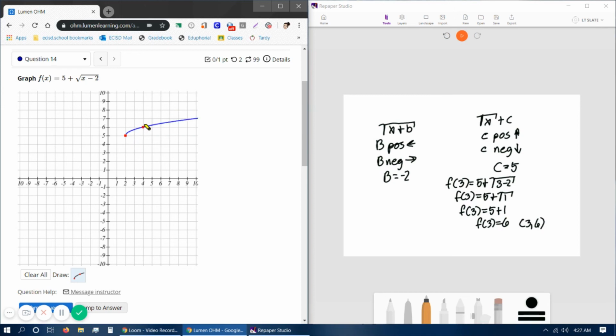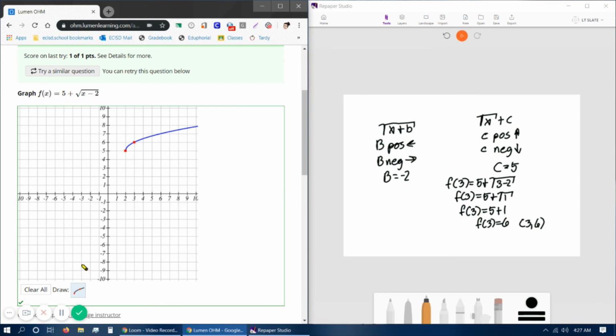To graph this, I'll place my first dot at my vertex at 2, 5, and my second dot at 3, 6. This concludes section 4.2 homework, Graphs of Functions.